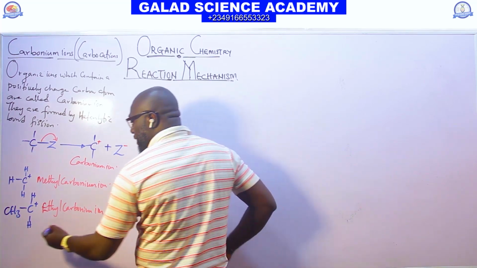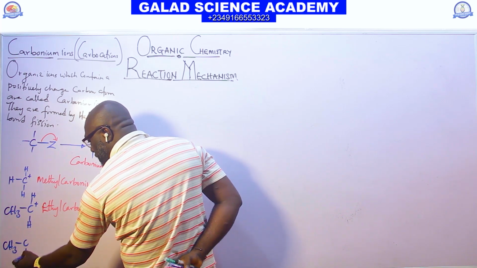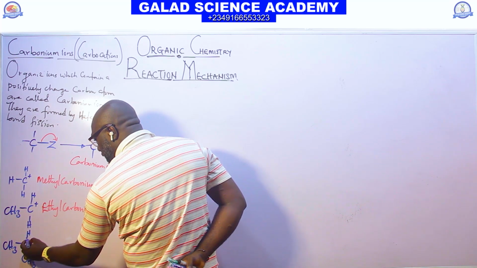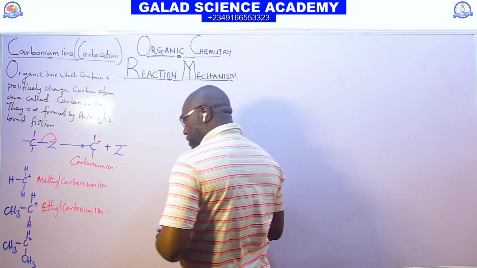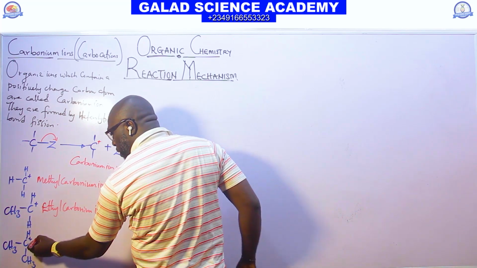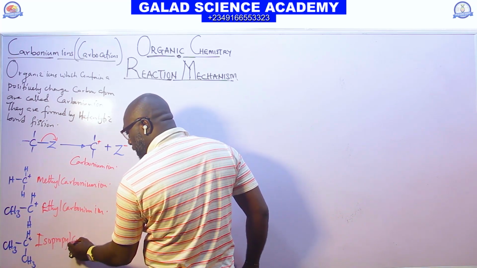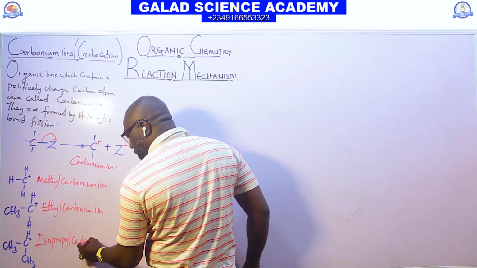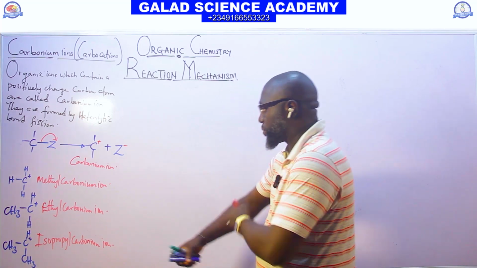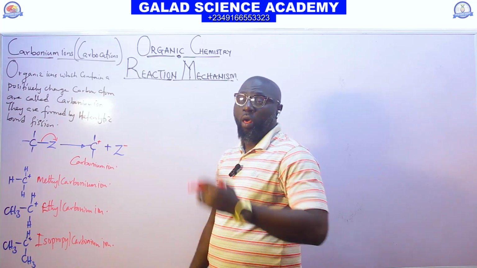But in case I have this kind of compound like this, if we have CH3, and we have H here with a positive charge, this one we call isopropyl carbonium ion. So that's how we name carbonium ions.